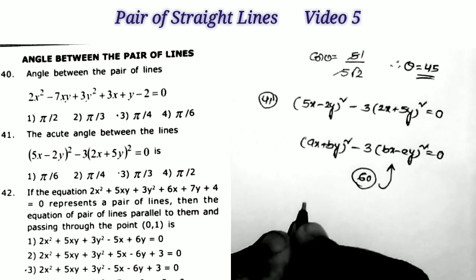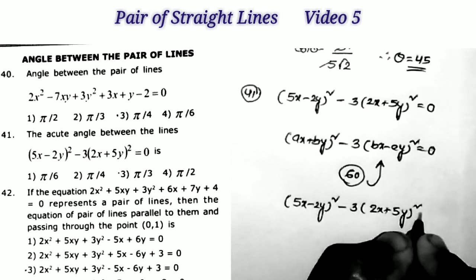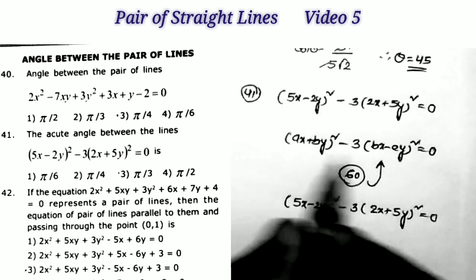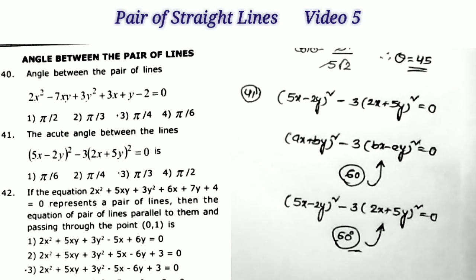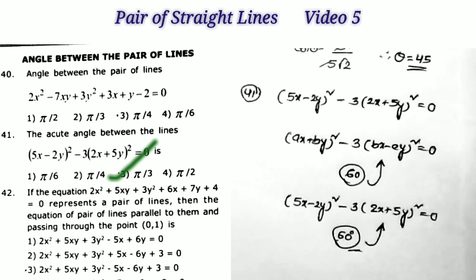Now clearly observe the above equation. So the given equation is clearly in this form. Therefore the angle between the lines represented by this equation is equal to 60 degrees and that is the third option. Direct formula. By applying the direct formula we can tell the answer. That's all.